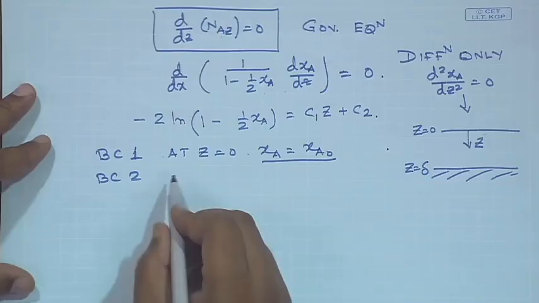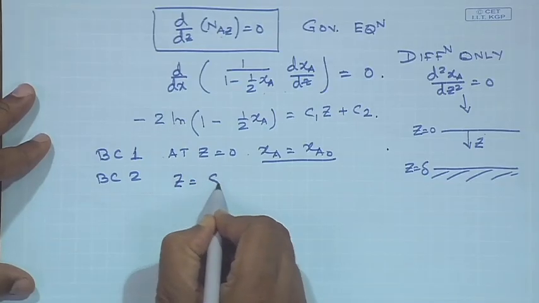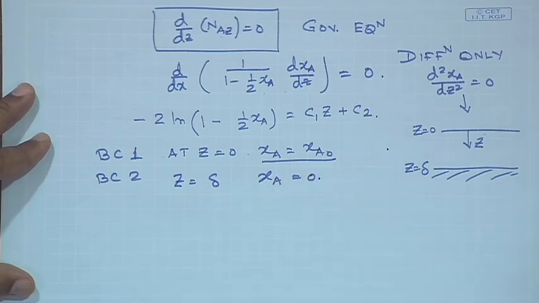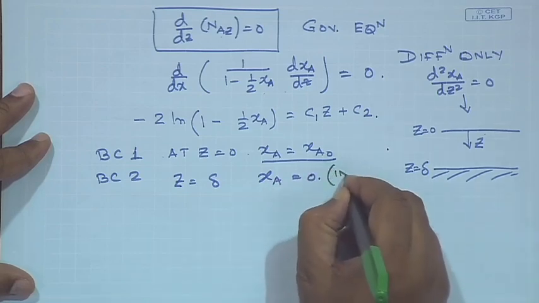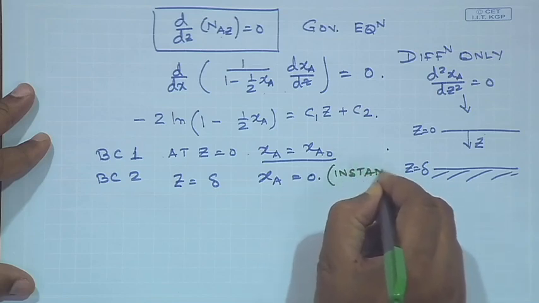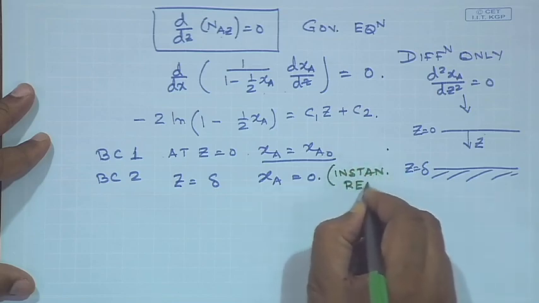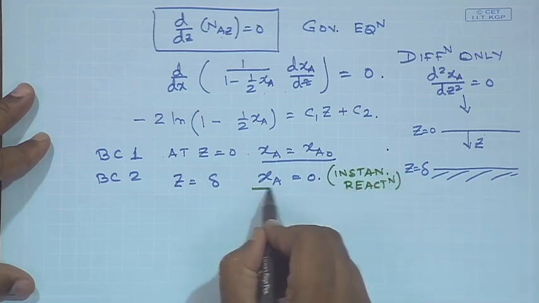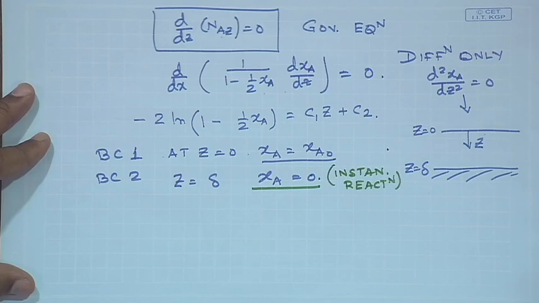So, A immediately gets converted to A2. So, for such condition, the concentration of A on the catalyst surface would be equal to 0, and therefore, the second boundary condition in this case would be at z equals delta, x A is equal to 0. So, this is true since we have an instantaneous or very fast reaction. So, x A is going to be equal to 0.